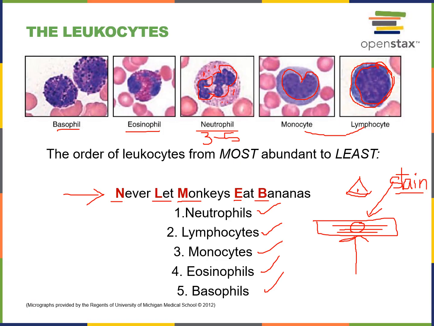So these three fall into the category of granulocytes because their cytoplasm looks like it has grains inside. That's where the word granular comes from. Same with this one here, the basophil.